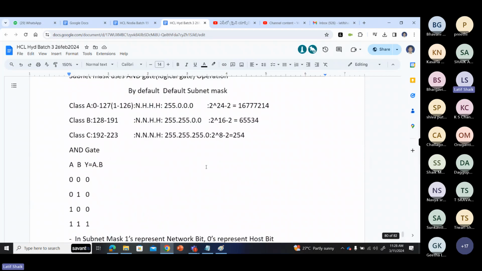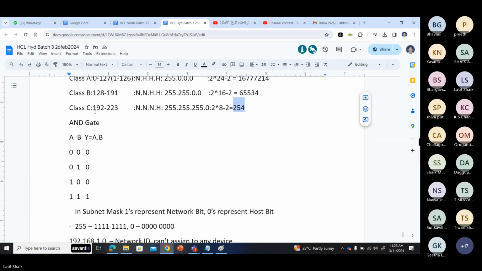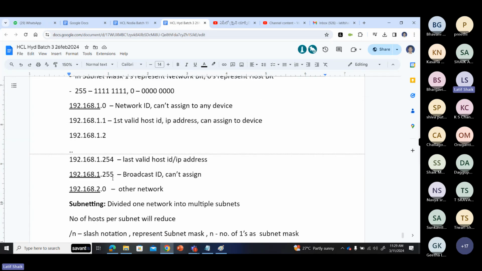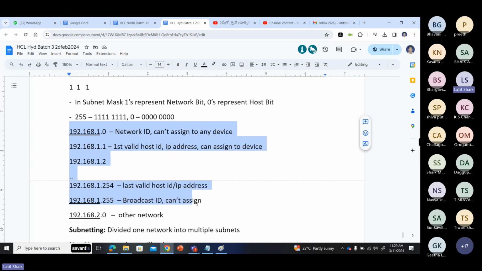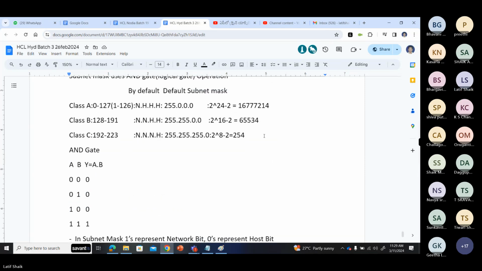Okay, so that is the point. In a single class C IP address, take any class C IP address, the first three are the network portion, so the first three are stable. Only the last portion changes. And the maximum number of systems in a single class C, in a single network, is 254. Very good.